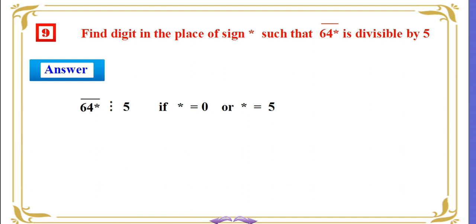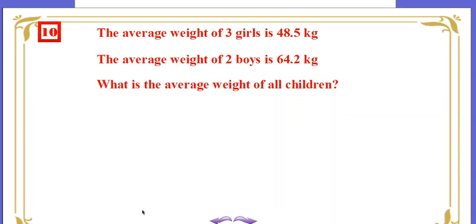Now we go to exercise 10. The average weight of 3 girls is 48.15 kg. The average weight of 2 boys is 64.2 kg. What is the average weight of all the children? So you have to find the total weight of 3 girls and the total weight of 2 boys, and the total weight of the 5 people. And after that you divide by 5, and then you have the average weight of all the children.